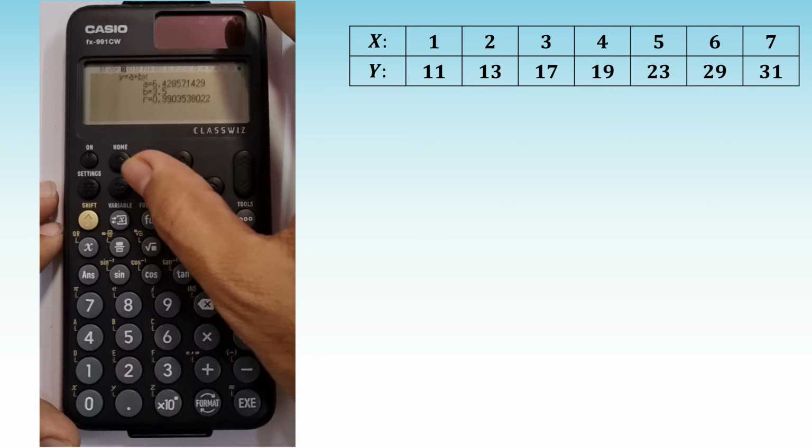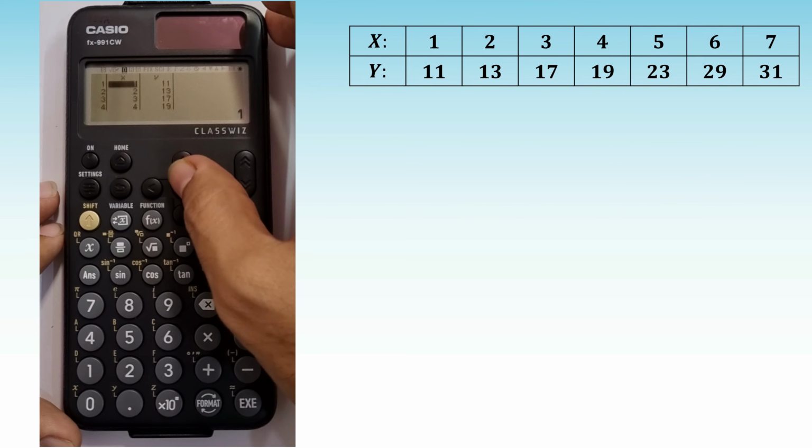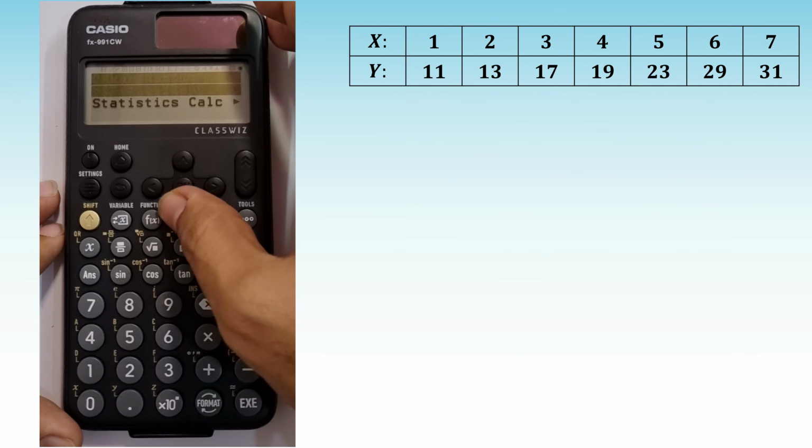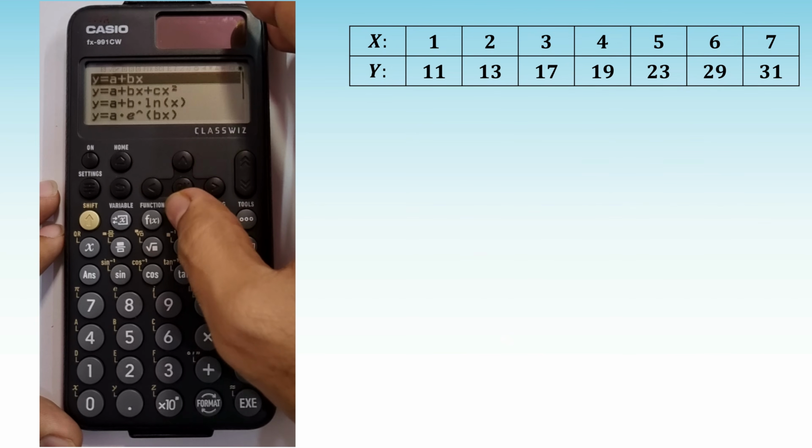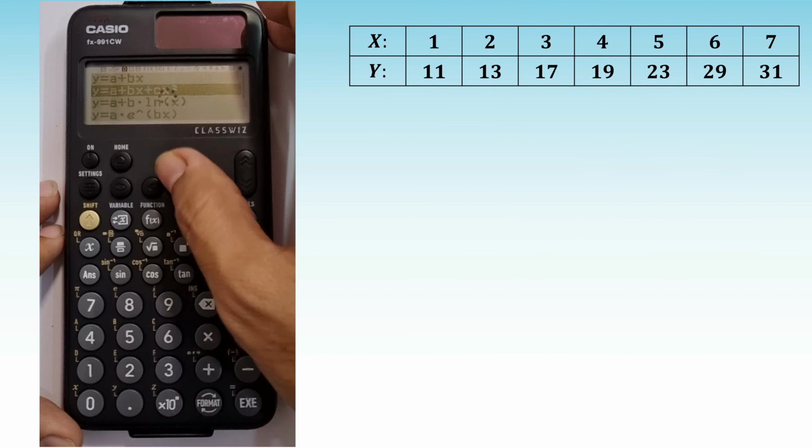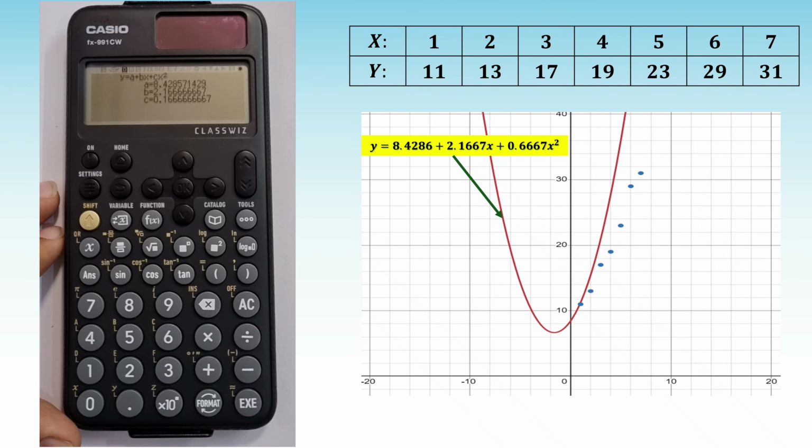Now to fit a quadratic curve, we again go back and press OK. Choose reg results and choose the second option of y is equal to a plus bx plus cx square, and that gives us the value of a, b and c.